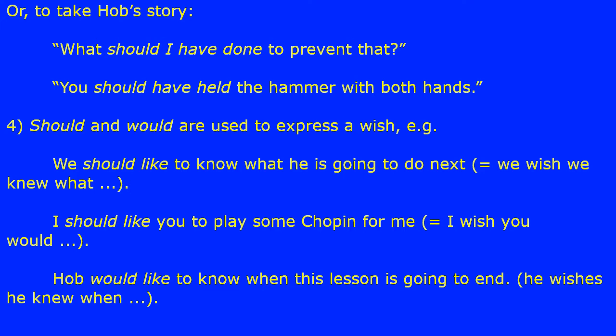4. Should, and would, are used to express a wish, e.g. We should like to know what he is going to do next, equals, we wish we knew what. I should like you to play some Chopin for me, equals, I wish you would. Hob would like to know when this lesson is going to end. He wishes he knew when.